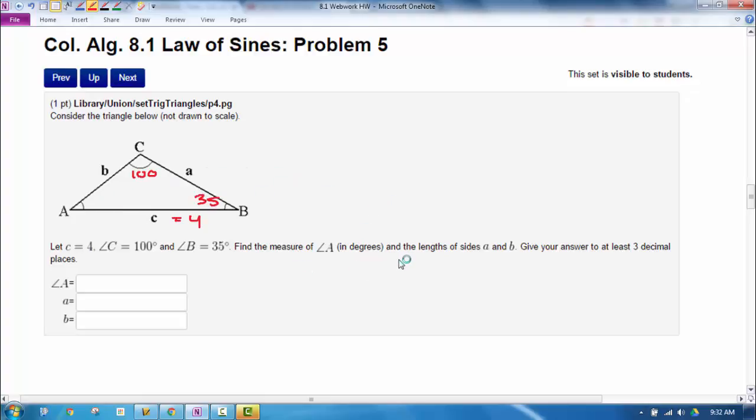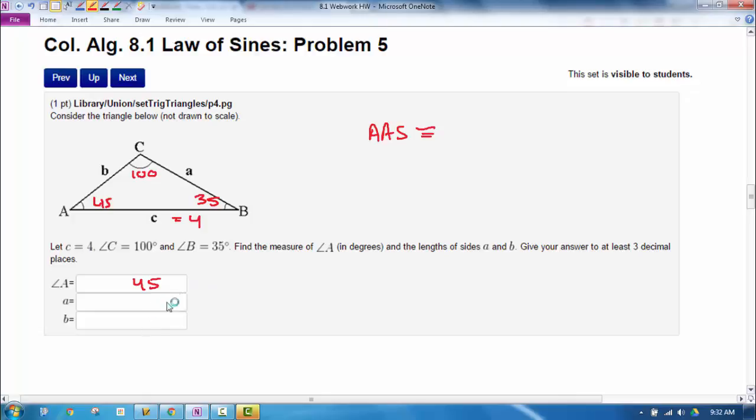Okay, the next problem tells us that C is 4, angle C is 100, angle B is 35. Find the measure of angle A in degrees, and then the lengths of sides A and B. So they gave us this time angle, angle, side, which was a triangle congruence theorem in geometry. Therefore, there's only one triangle. We can find this by doing 180 minus 100 minus 35. So angle A is 45 degrees.